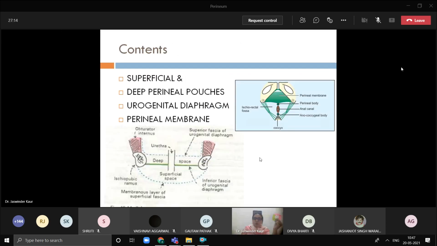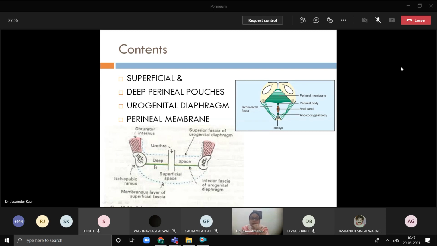Now what are the contents of the urogenital triangle? We will study all the contents of the urogenital triangle one by one. In the urogenital triangle is present the urogenital diaphragm, perineal membrane, and the two pouches, superficial and deep perineal pouches. First, in the urogenital triangle is present the urogenital diaphragm. So this one is the urogenital diaphragm.